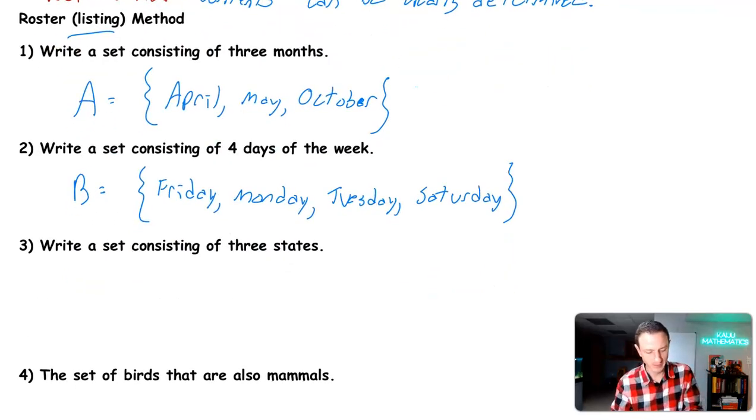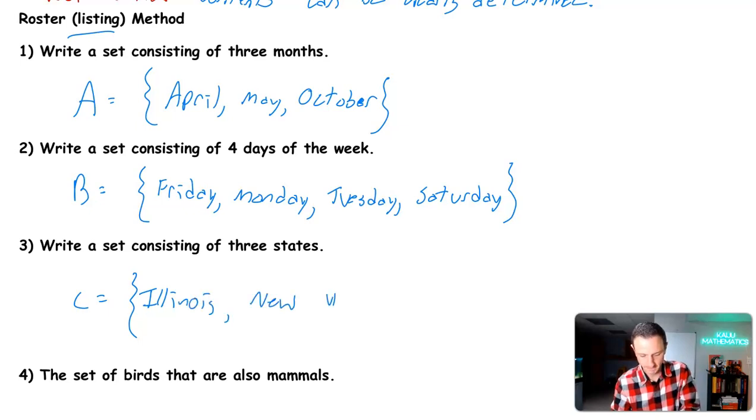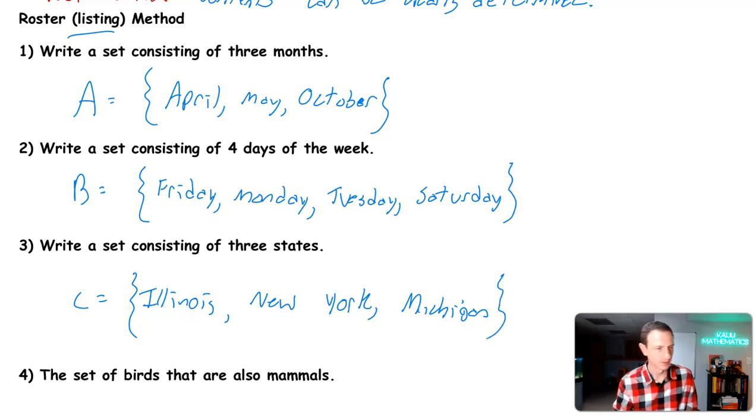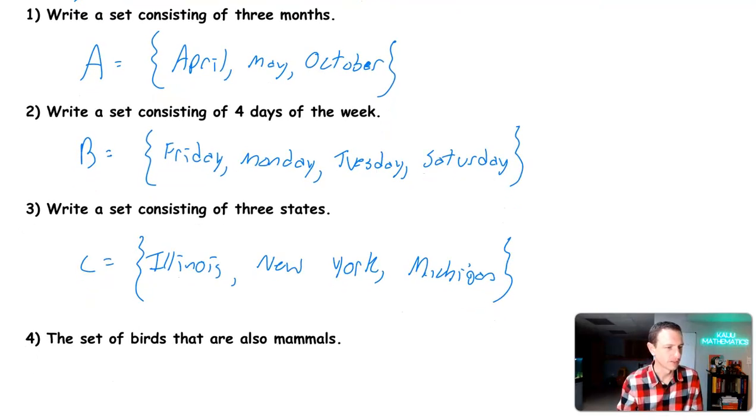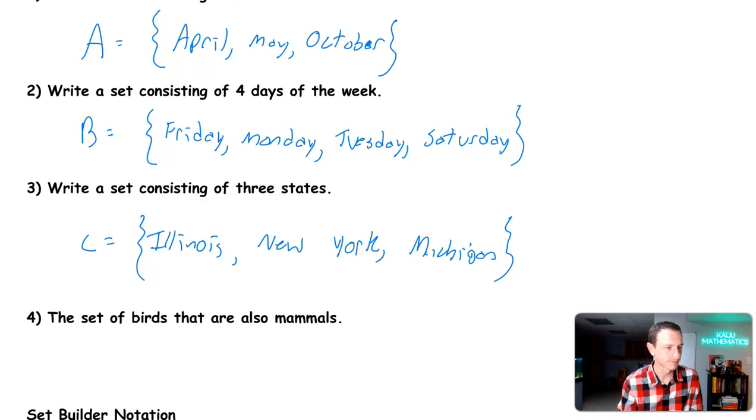Write a set consisting of 3 states. So let's call it set C, and let's just write down 3 states. So I'll say Illinois, New York, and Michigan. There is a set consisting of 3 states.